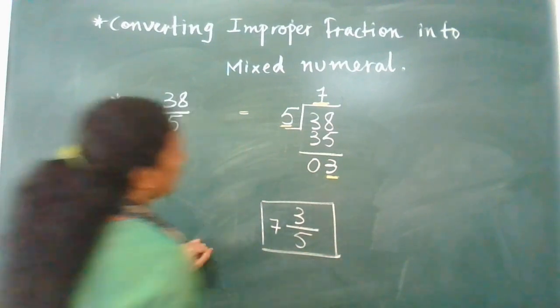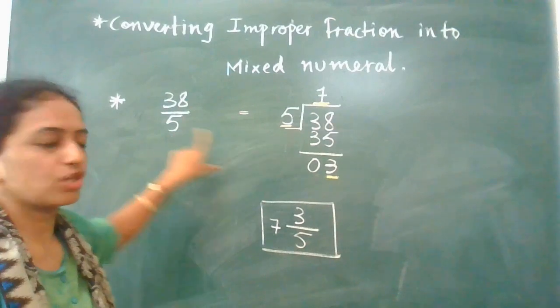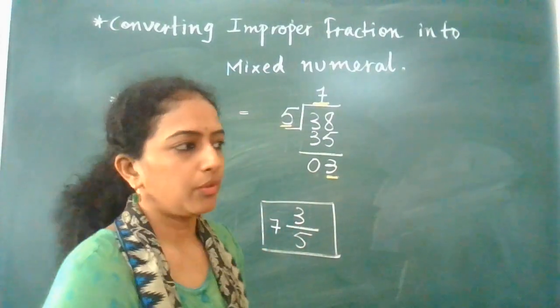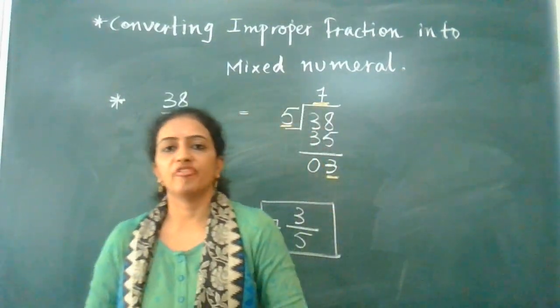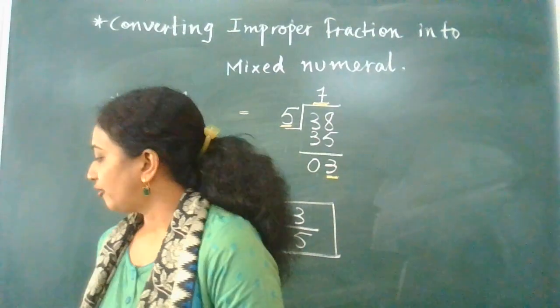So this way we can convert an improper fraction into a mixed numeral. Okay, so this way you can convert the improper fraction into a mixed numeral and a mixed numeral to the improper fraction.